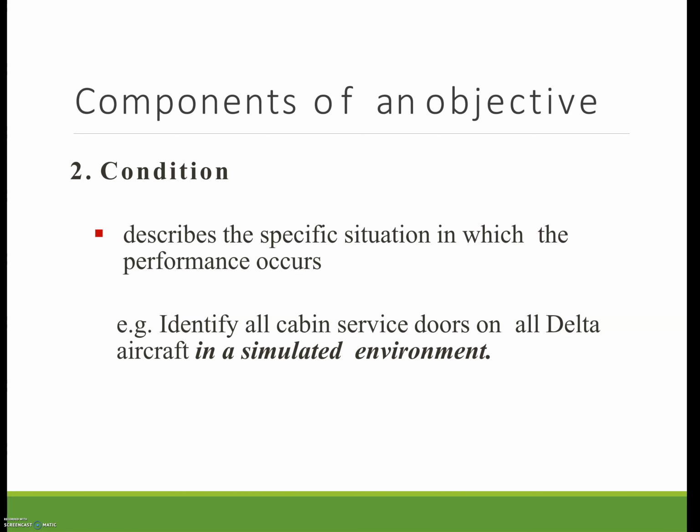It's not necessarily practical for us to have access to a Delta aircraft. Or, I don't know, maybe you do if you have a client with some big bucks. But in this case, we want to add a condition of where we expect that performance criteria to take place. So we're going to use the first sentence frame that we used from our performance objective, which was identify, that's our action verb, all cabin service doors on all Delta aircraft.